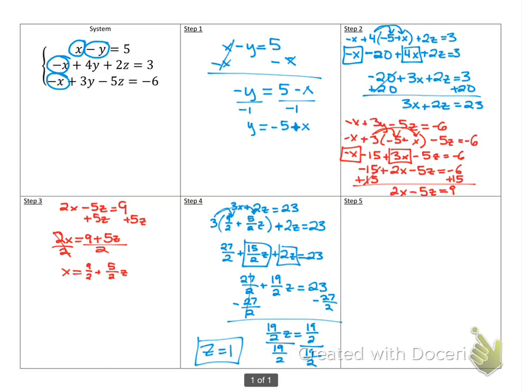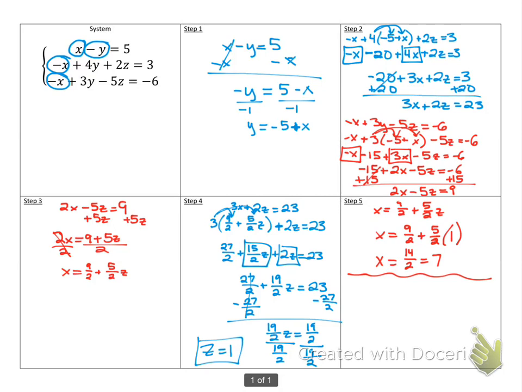And now we take that z and we're plugging it into the red equation. Because we know that x equals 9 over 2 plus 5 over 2z. Well, since we know that z equals 1, we can plug that in. So we have 9 over 2 plus 5 over 2 times 1. Well, 9 over 2 plus 5 over 2 is 14 over 2, which gives us 7. So x equals 7.